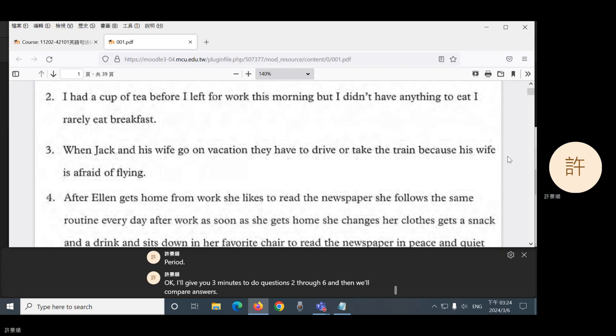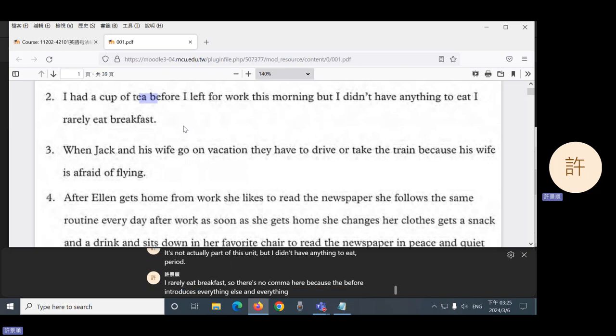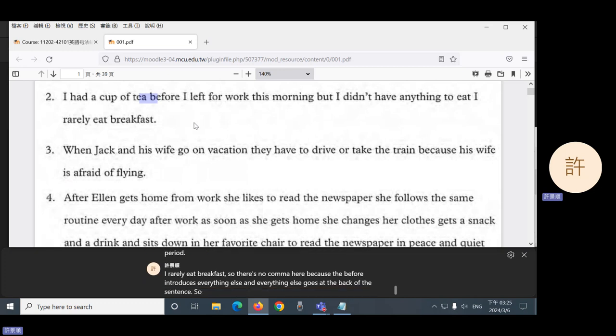Okay, let's compare answers. Number two, I had a cup of tea before I left for work this morning, comma, but I will only explain this much later in the semester. It's not actually part of this unit. But I didn't have anything to eat, period. I rarely eat breakfast. So there's no comma here because the before introduces everything else, and everything else goes at the back of the sentence. So this is normal. You did not move anything. You don't need a comma here.